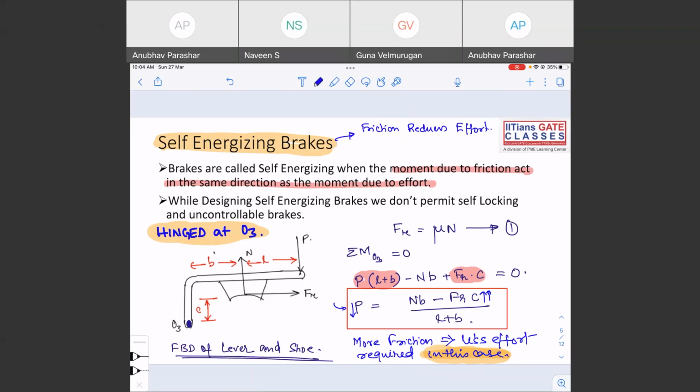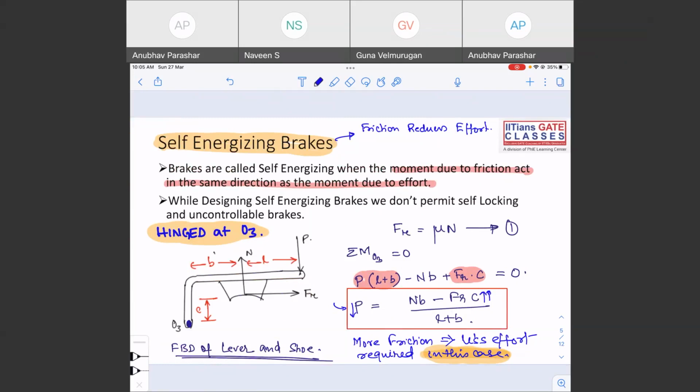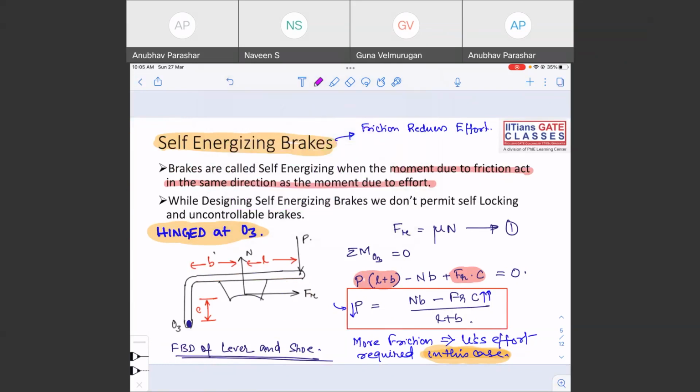But should every brake be designed by hinging it at O3? No, it is not feasible. Why? Because many times the self-energizing brakes will also self-lock, or might become uncontrollable. I'll tell you here itself when it can become self-locking. You just see this, self-locking.